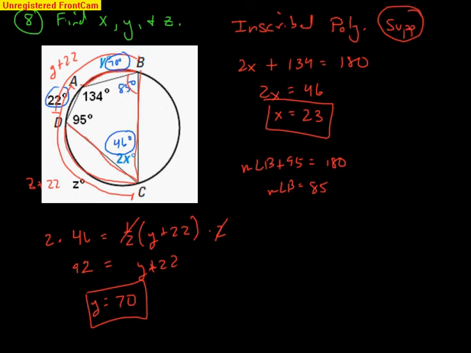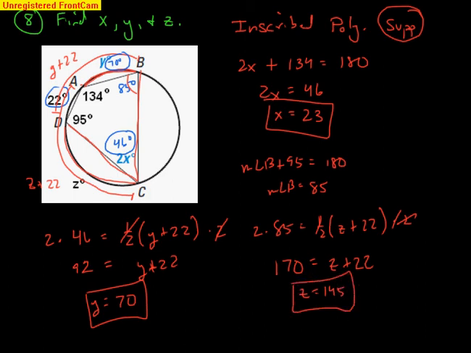So lucky I found angle B, because now I can use it. I think ahead so much. 85 degrees. That inscribed angle is equal to half of that arc, Z plus 22. Now, I'm not going to distribute the 1/2. I'm going to multiply by 2. So I'll get 170 equals Z plus 22, and I'll subtract 22. And now Z is 145.